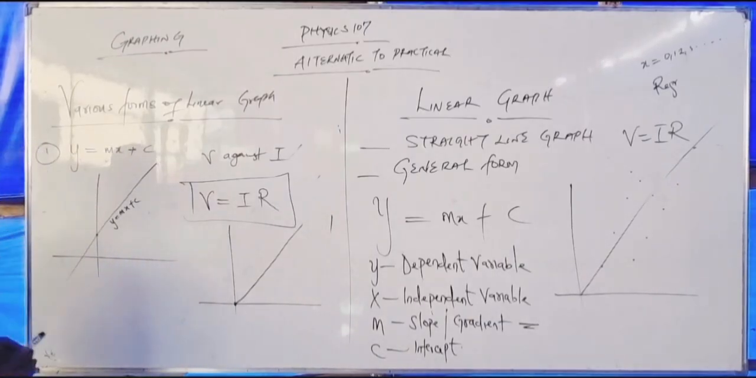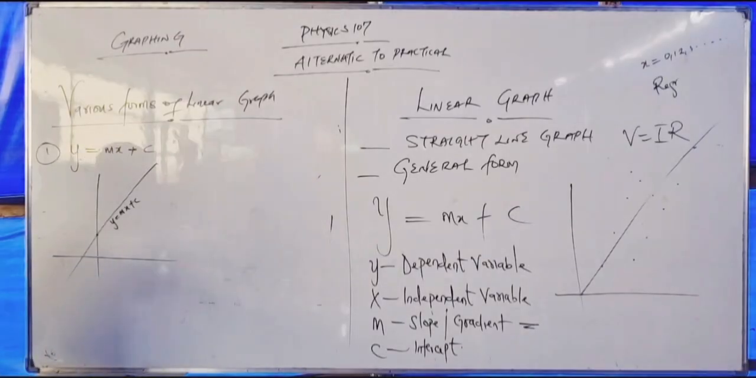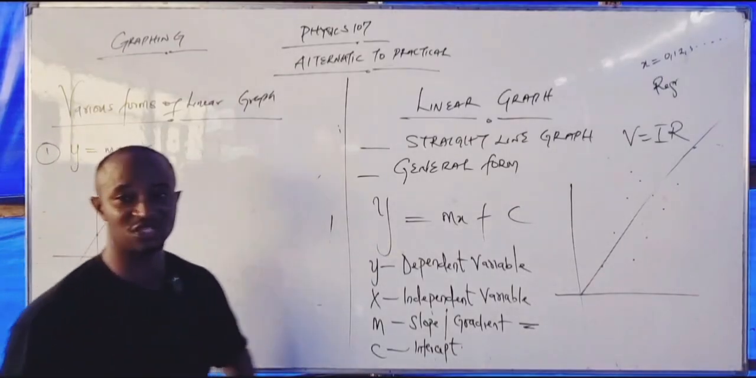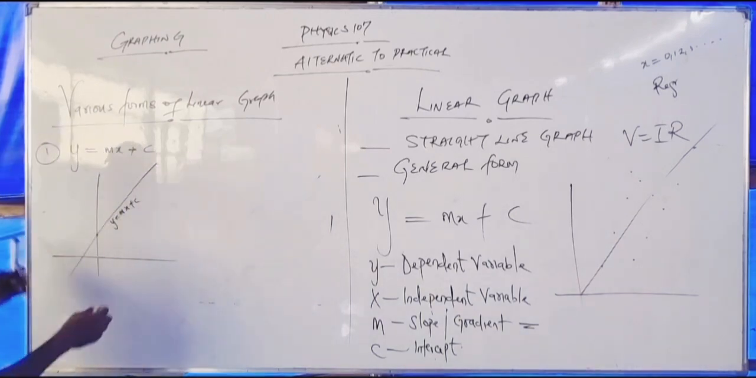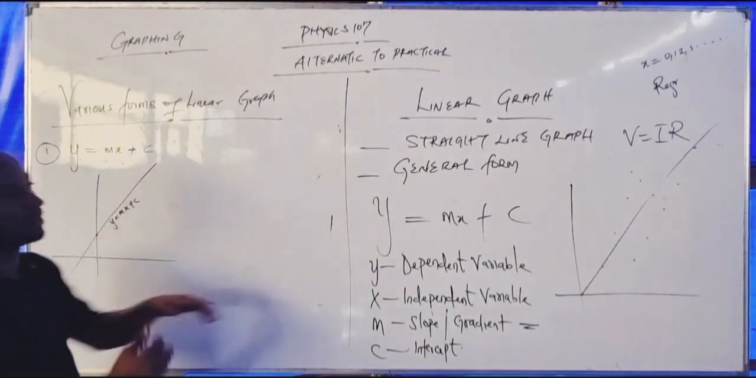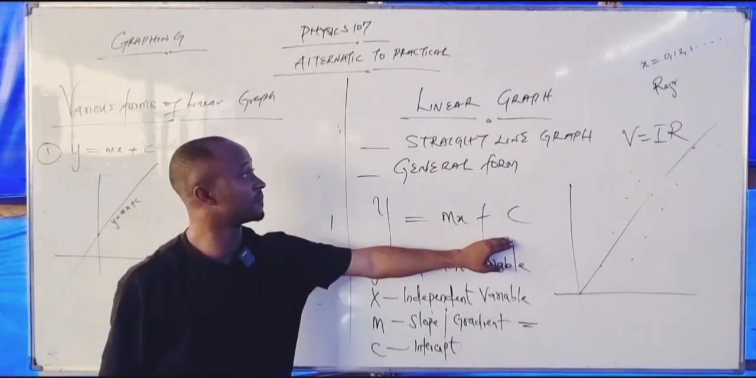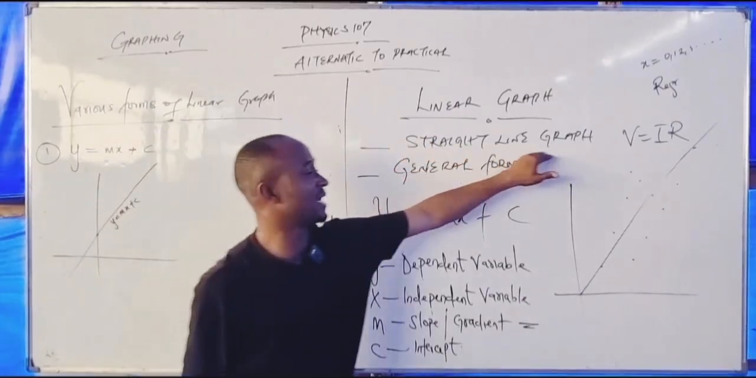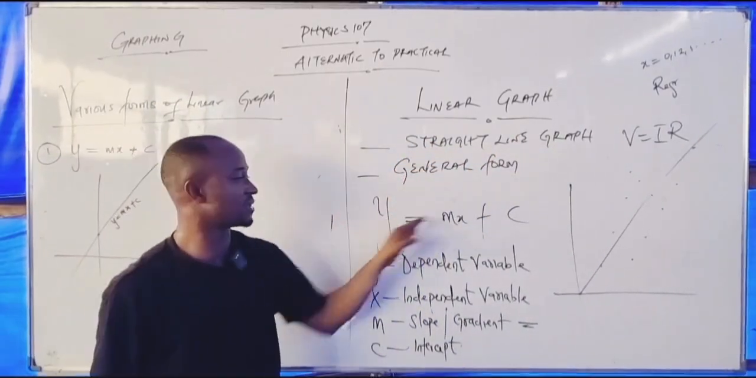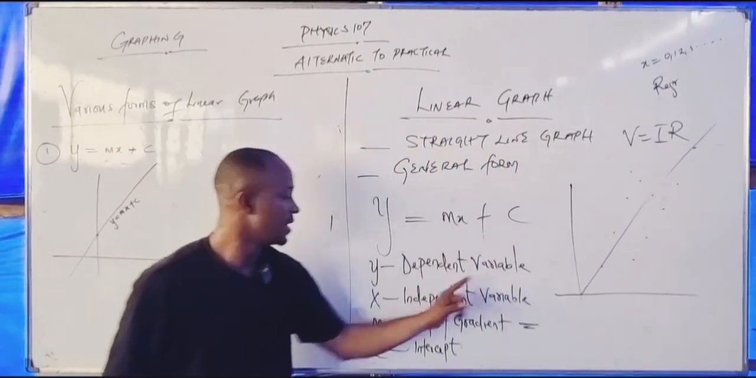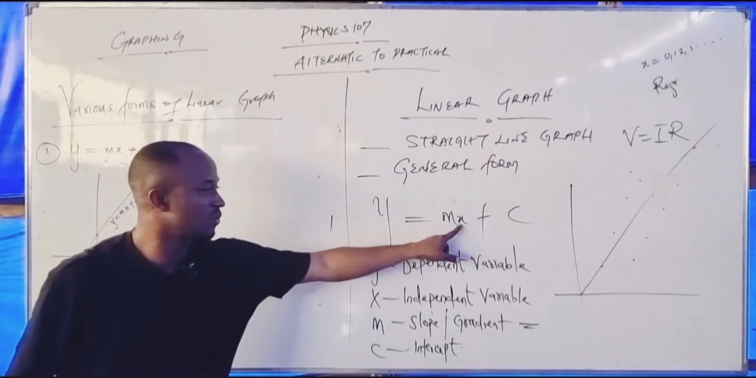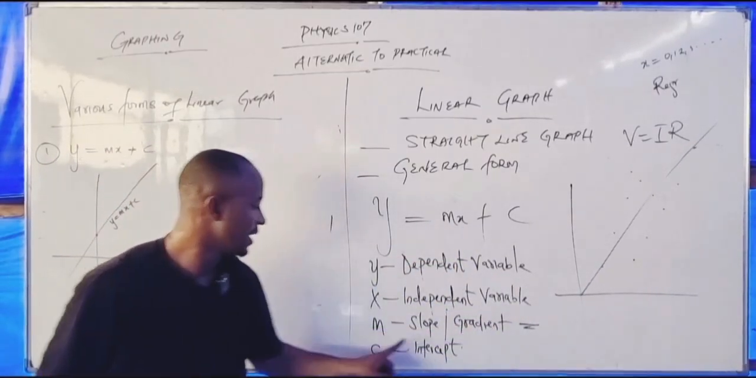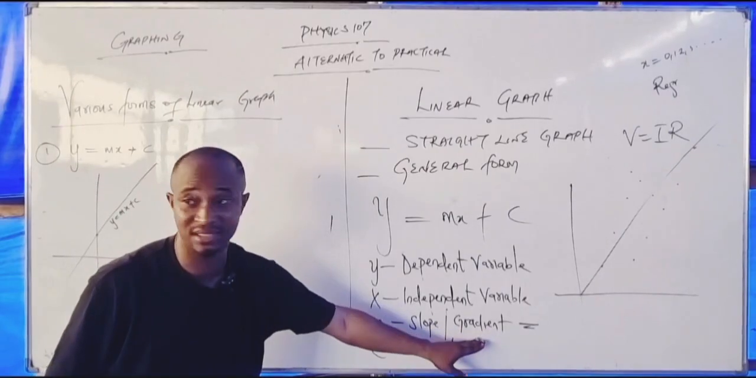Now we say that all linear graphs mean a straight line graph. And all linear graphs have the general form of y equals mx plus c. All linear graphs are called straight line graphs with a general form of y equals mx plus c, where y represents the dependent variable, x represents the independent variable, and m represents your slope or your gradient.